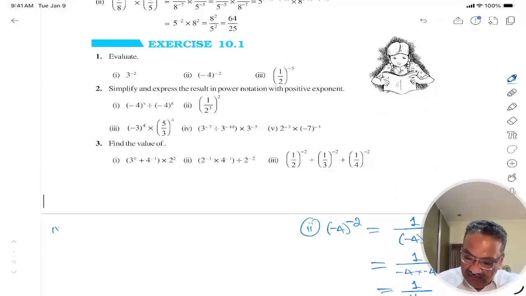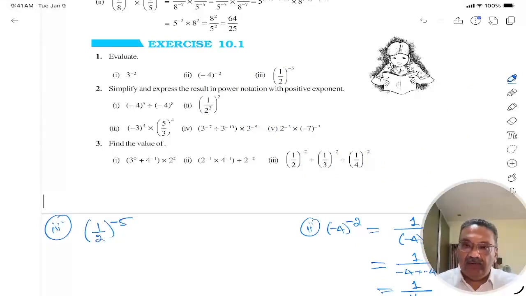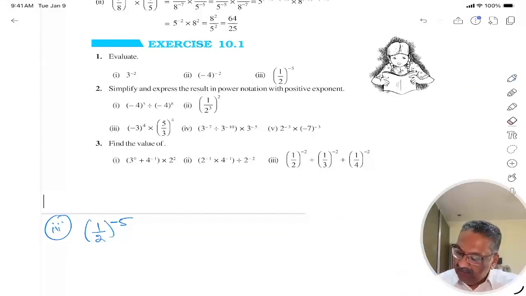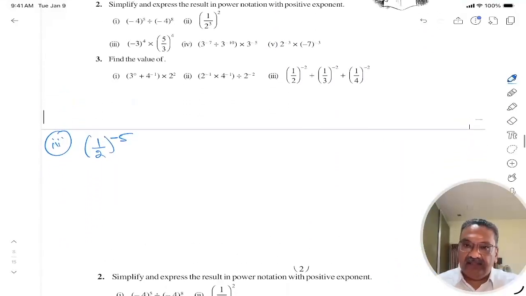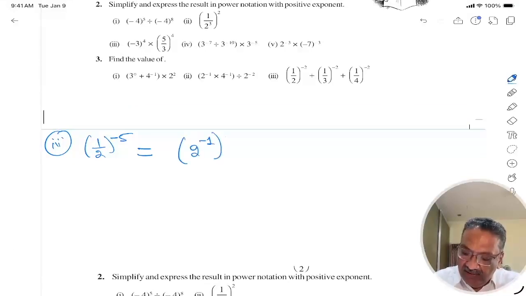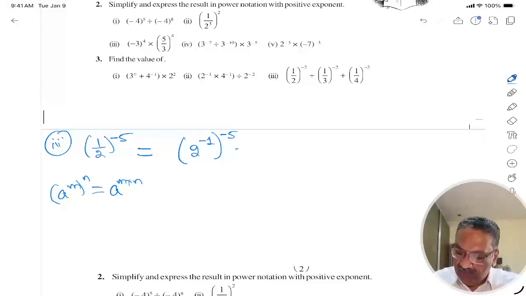Next one, third one, half to the power of minus 5. Okay, this is interesting. So this is where you need the practice. So half is nothing but I can write it as 2 to the power of minus 1, to the power of minus 5. We know that a to the power of m to the power of n is equal to a to the power of m into n. Therefore, this becomes 2 to the power of minus 1 into minus 5. What is minus into minus? It becomes plus. So minus 1 into minus 5 is 2 to the power of 5.